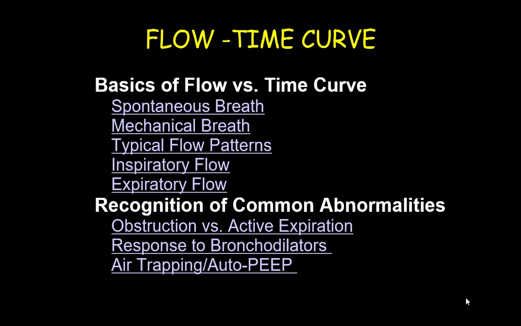So obviously anything which obstructs exhalation can be very much seen on a flow time curve. That's why you're going to be seeing obstructive versus active exhalation, response to bronchodilators, air trapping. Wherever the flow is restricted, air trapping is a form of flow restriction, which subsequently leads to increased volumes, but inherently it's a flow related problem. Air leak is a volume related problem. So if you understand this basic concept, you will know where to look for it.